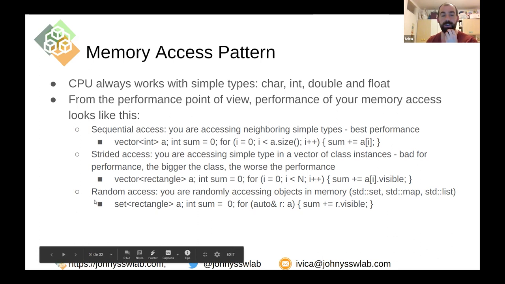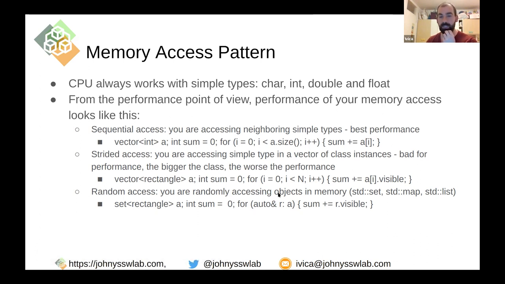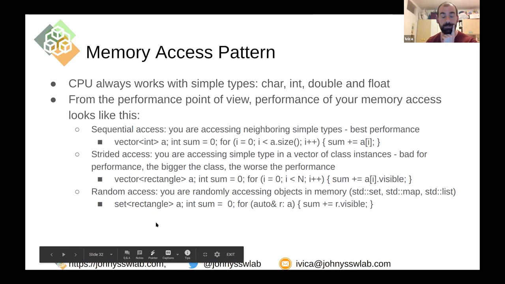And the final one, you have random access. You're randomly accessing objects in memory. You typically will have this with the std::set, std::map, std::list. So hash maps, trees, you'll have random access, especially the effect will be really visible when the size of your data structure is bigger than the size of your cache. And this is typically a few megabytes.